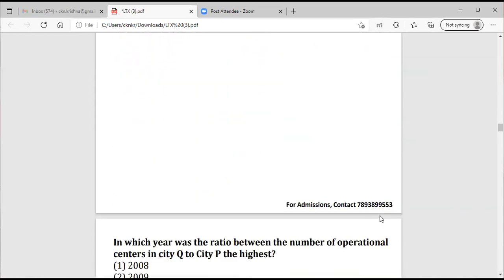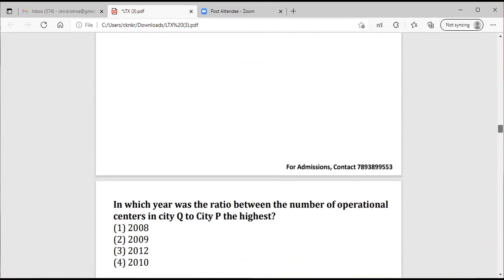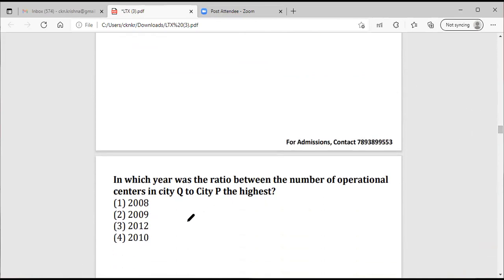In which year was the ratio of the number of operational centers in city Q to city P the highest? City Q to city P the highest. మనకి ఏ ఇయర్స్ ఇచ్చారు? 8, 9, 12, 10.